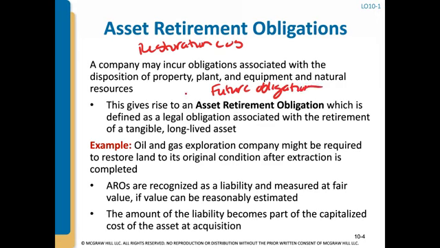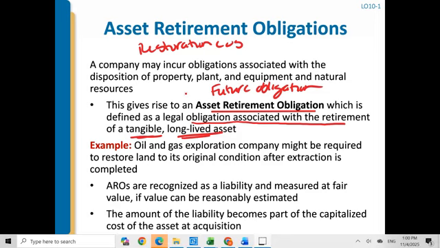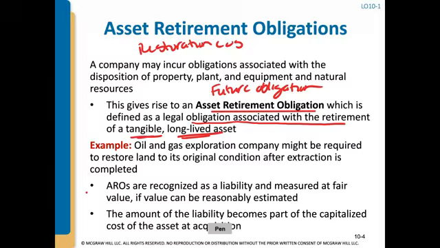So whatever we determine, it's called an asset retirement obligation, and it's a legal obligation associated with the retirement of a tangible, long-lived asset. You find this often when you acquire a natural resource. It can be applied to any tangible long-lived asset if you have to restore it back to its original form. Let's go through an example. An oil and gas exploration company might be required to restore land to its original condition after extraction.